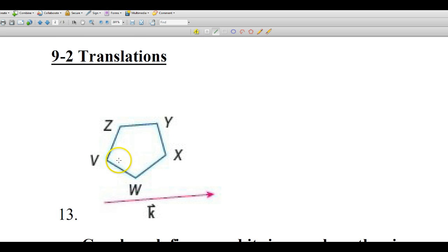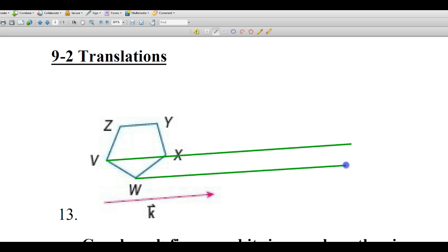And for 13, draw lines through each vertex parallel to the vector. Measure the length of the vector, and from each vertex in the same direction of the vector, mark off that same distance.